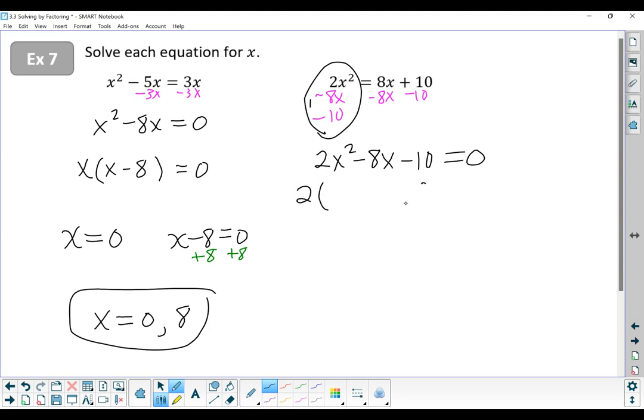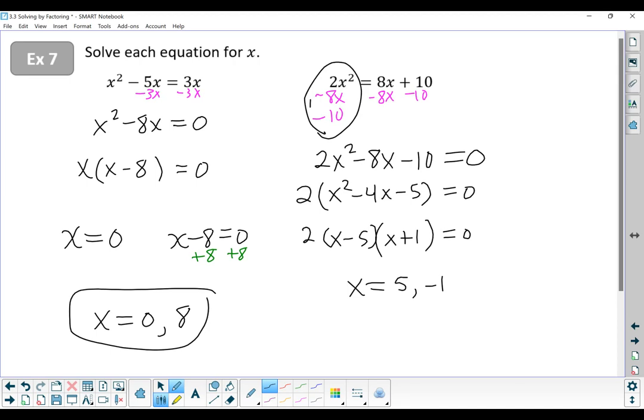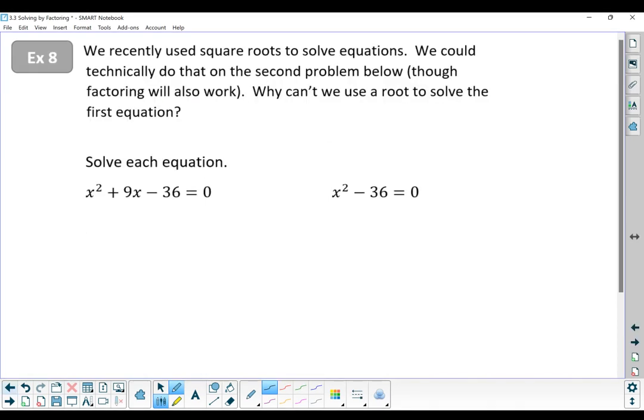We can factor out a 2 here. That's x squared minus 4x minus 5. And we can factor as x minus 5 and x plus 1. So our 2 solutions are 5 and negative 1. Okay, this is the very last thing.